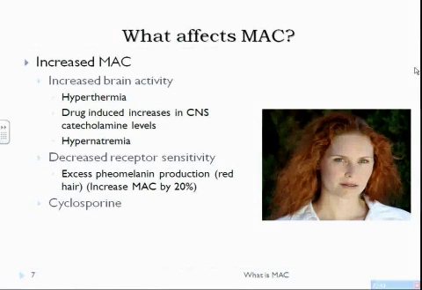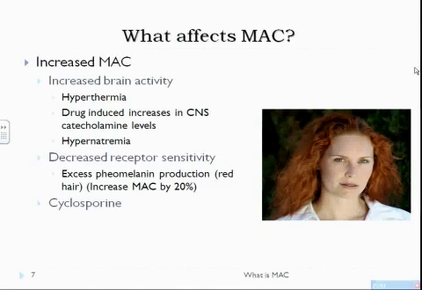Okay? The other thing that increases MAC is anything that increases brain activity. So if you have hypermetabolism going on, hyperthermia, things that you give drug-wise that are stimulants to the brain, such as catecholamines, or you have hypernatremia, all these increase brain activity and increase your MAC. In other words, you have to increase your anesthetic to keep that person asleep.